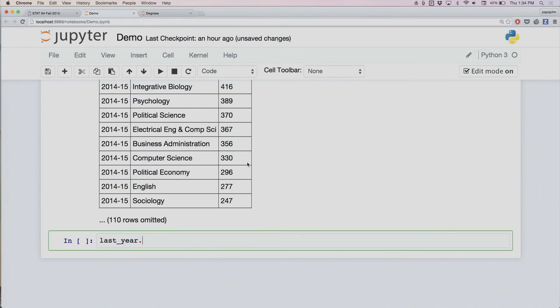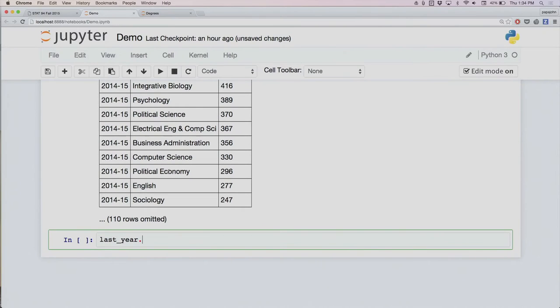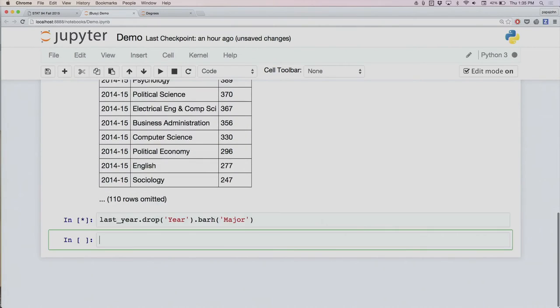But reading a column of numbers is pretty hard. And by the way, this is only the first 10. What about the other 110? Well, the right way to explore a data set like this is to draw it, is to visualize it, is to say, I don't care about the year anymore because I've isolated it to 1 year, but please draw me a bar chart that tells me the number of degrees conferred for each major.